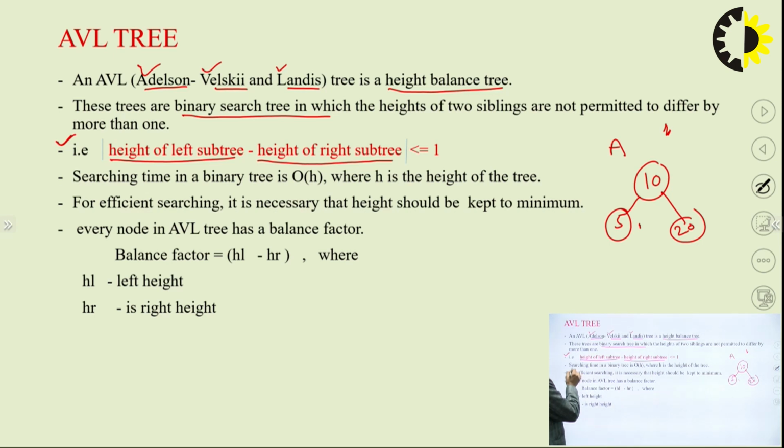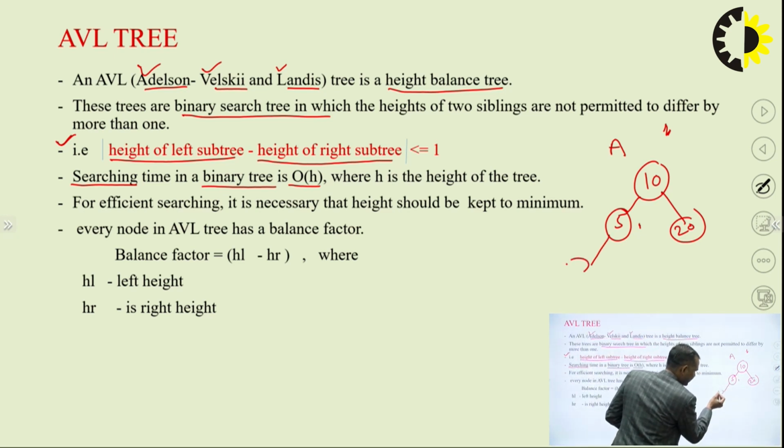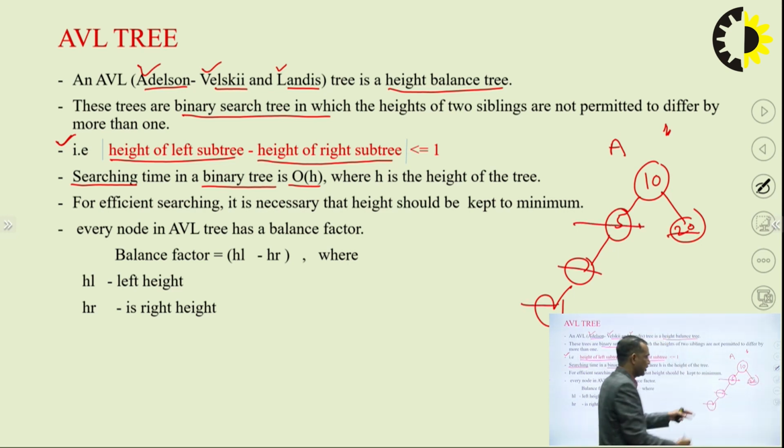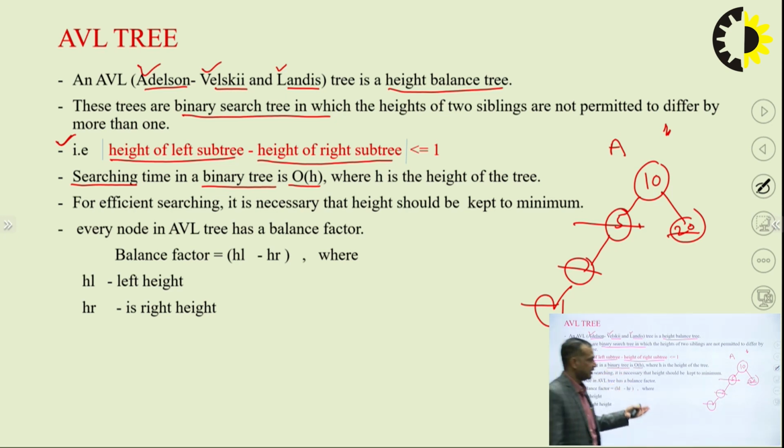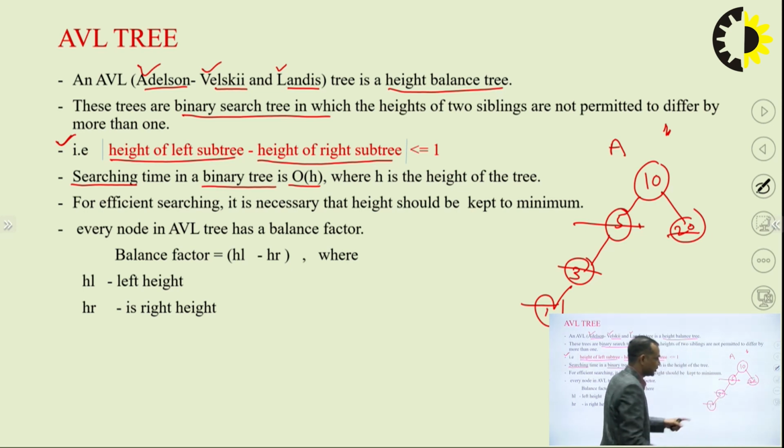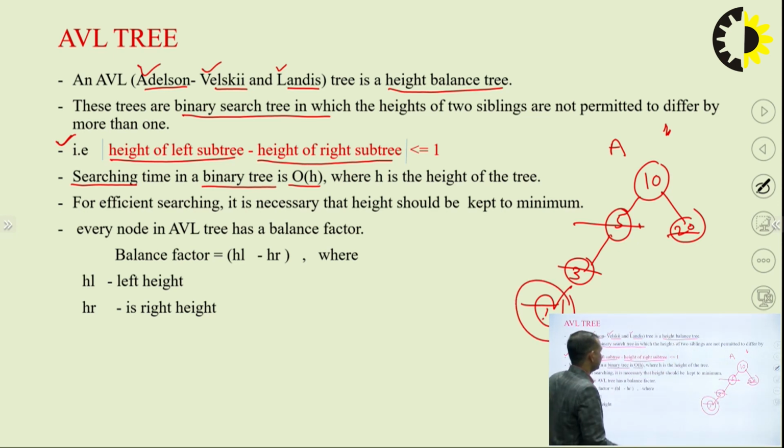And why do we use AVL tree? Before that, the searching time in a binary search tree is big O of h. H is the height of a tree. What is the height? It means we find out by drawing the nodes. The height is 0, 1 and 2, and the height of the tree we calculate. So when we search for an element, it depends on the height. Suppose we have to search for 1, then firstly start from 10, then move to 5, then move to 3, then move to 1. So how much time it will take depends on the order of h.